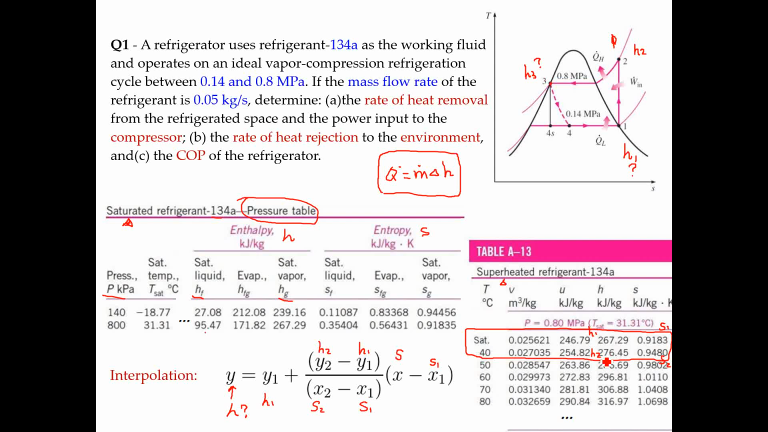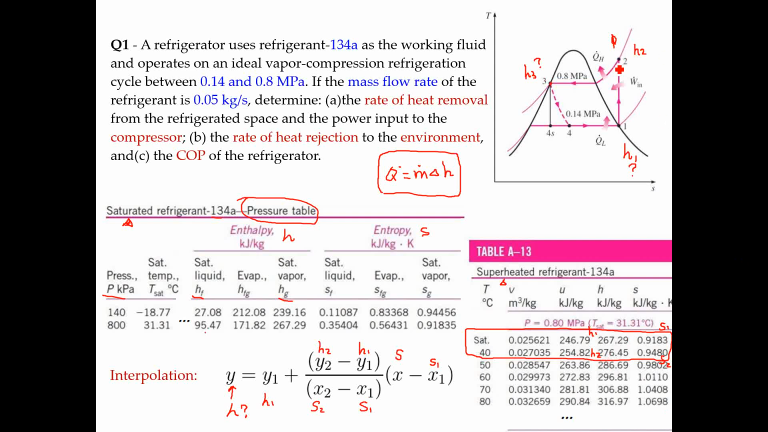But for point 2, how do you find point 2? Point 2 is controlled by this very important characteristic that the entropy value is constant. So that means you also need to read the entropy value from point 1. That will give you the S1 for you to do the interpolation using the superheated table to find out what is H2, because H2 is in the superheated state.